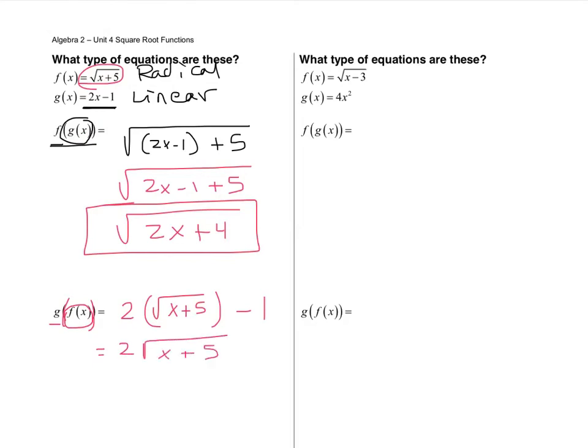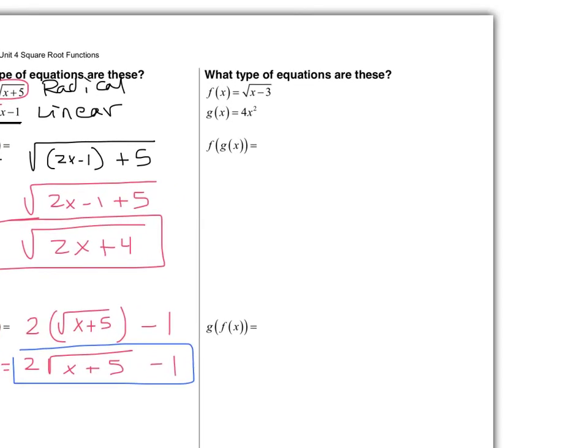You can just drop the parentheses, because they don't really mean anything. You cannot just distribute the 2 into the square root. You can just write it as 2 square root of x plus 5 minus 1, and that would be your final answer. There's nothing else you can do. Now let's move on to the other part.